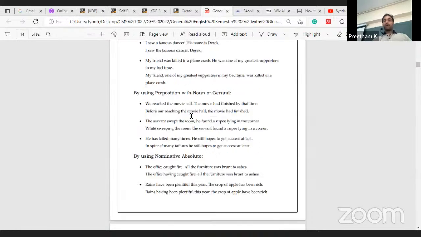The next part is by using a preposition with a noun or gerund. Prepositions are used to denote positions. Okay, what do you mean by gerund? Gerund refers to a verb noun.